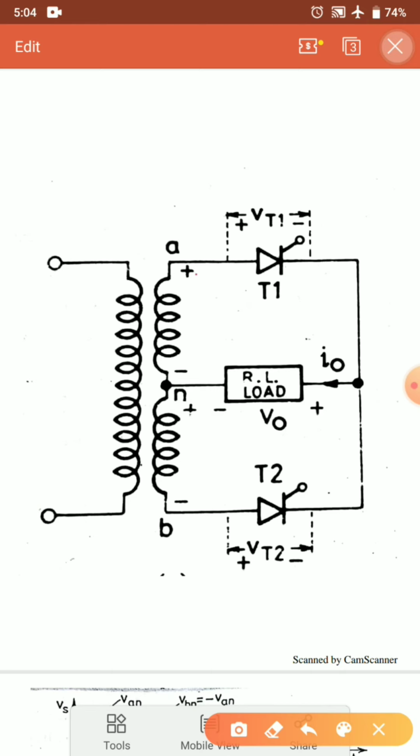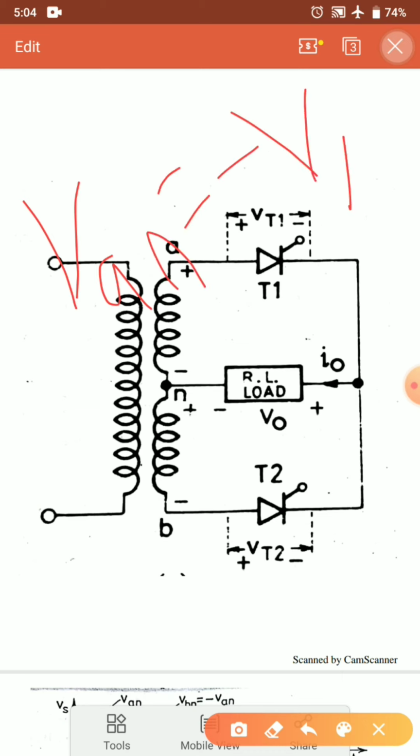Now here we can see that I have a transformer. In the secondary of my transformer a tapping is there, a center tap transformer I am using. The turns ratio of both the secondaries, let us consider the first part of the secondary and the second part of the secondary, will be equal to 1. From this I can clearly make out that VAN is equal to minus of VBN.